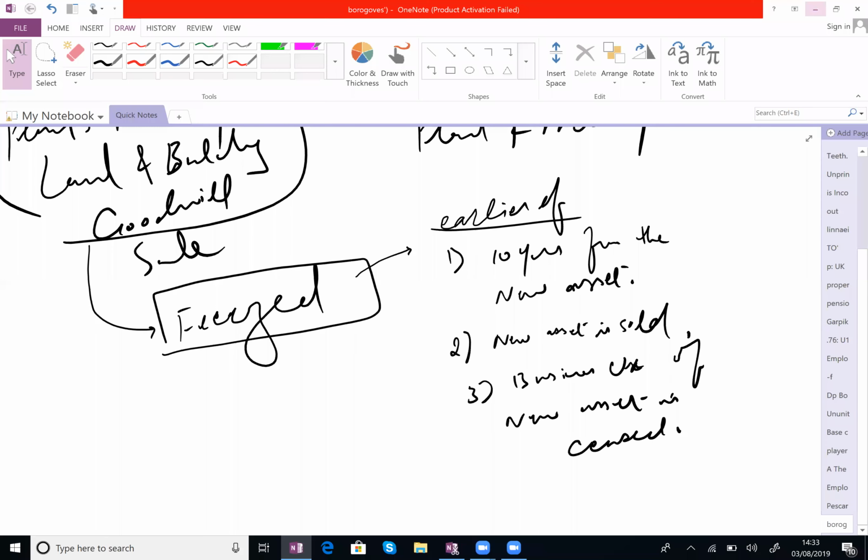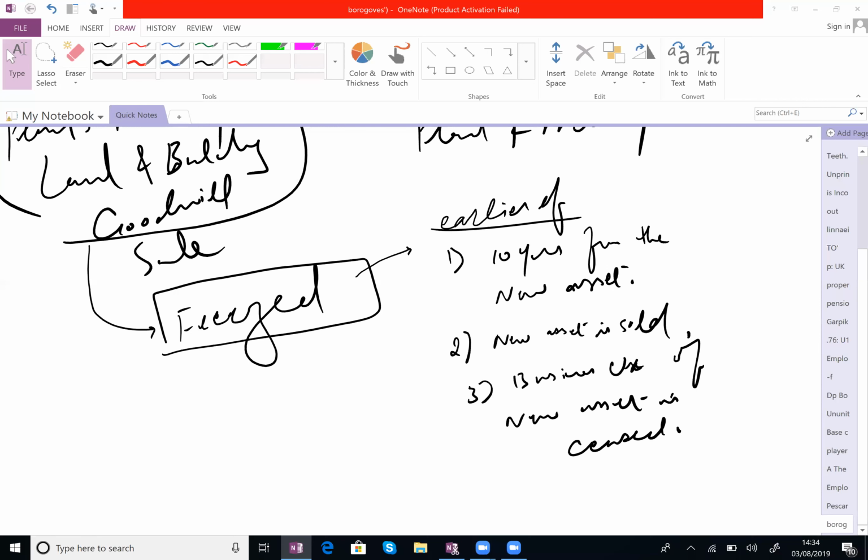Okay. Holdover means your gain will be frozen and it becomes chargeable on the earlier of three events. Which events? Number 1, if 10 years have passed from the purchase of the new plant and machinery, then the previously frozen gain becomes chargeable. Second, when you sell the new asset, the previous gain becomes chargeable. Or third, when the new plant and machinery's business use is ceased, then the previous gain becomes chargeable.